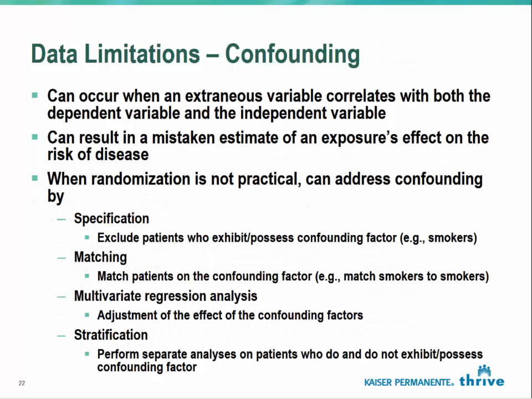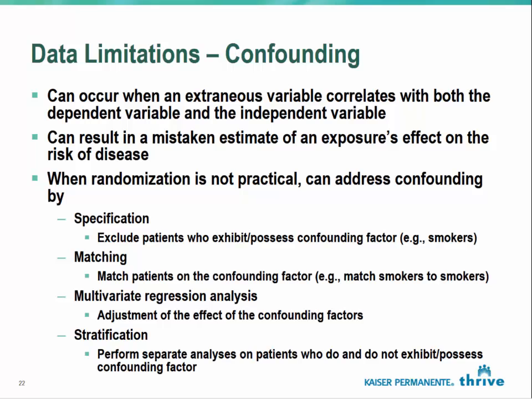Another big problem we have with our non-randomized study is confounding. This occurs when extraneous variables correlate with both the dependent variable and the independent variable, and they basically mess up the relationship between them when we're estimating the exposure's effect on the risk of disease.